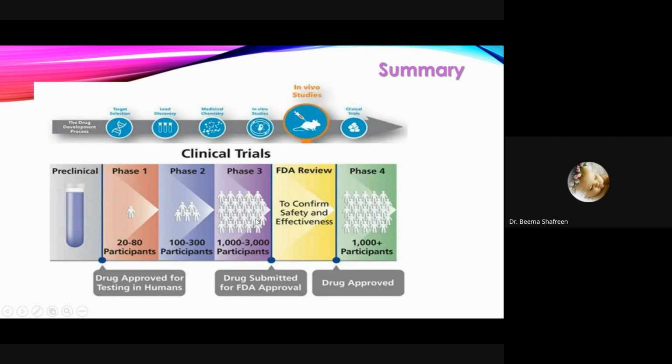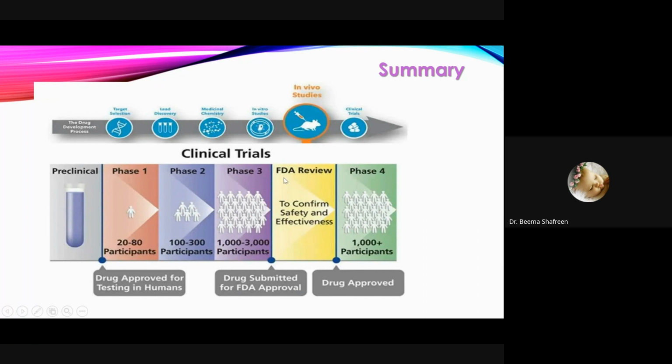Phase 1 will include 20 to 80 participants. Phase 2 will include a small group of patients, 100 to 300. And phase 3 will include large groups of patients or participants. And finally, the FDA will review your application when you submit it for approval.